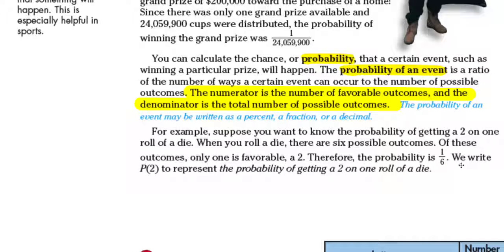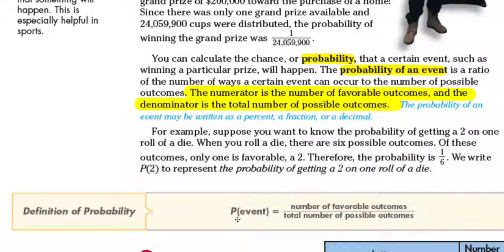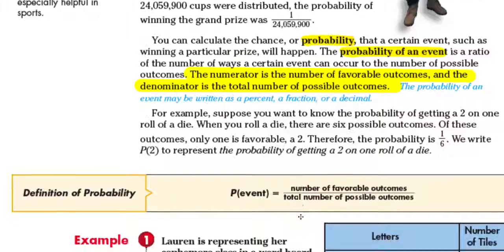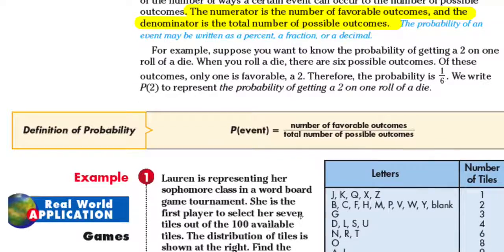We write P(2) to represent the probability of getting a 2 on one roll of a die. So we go to the definition of probability, and simply this: the probability of an event occurring is equal to the number of favorable outcomes over the total number of possible outcomes.